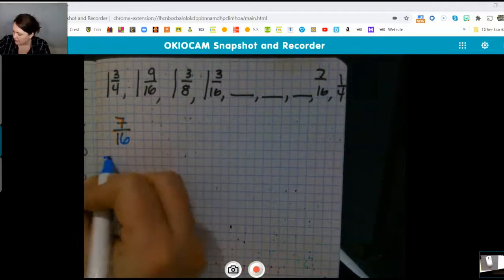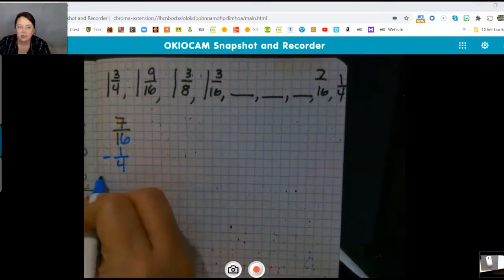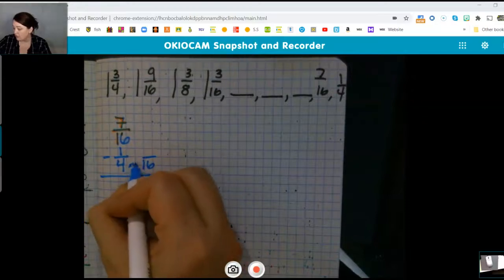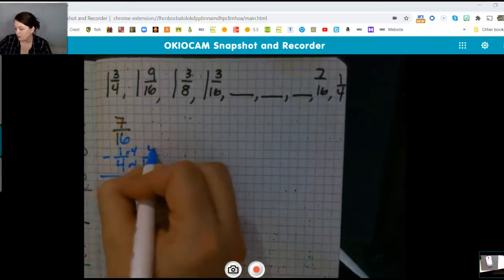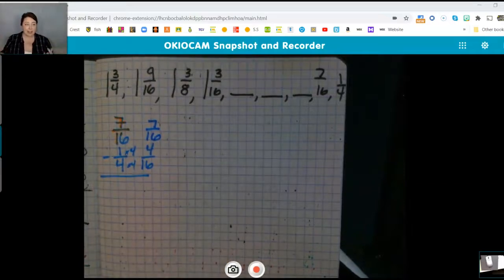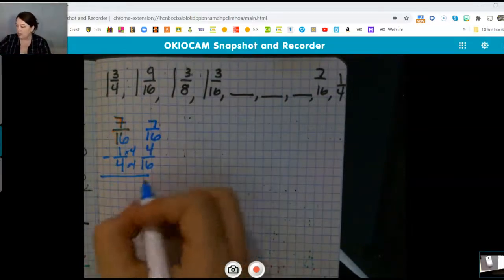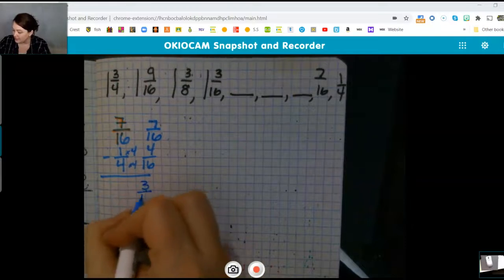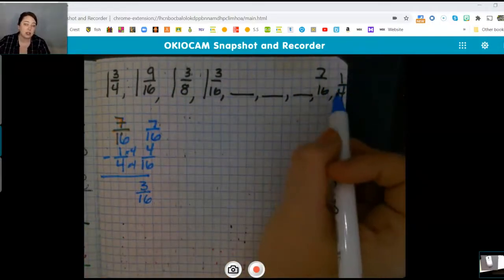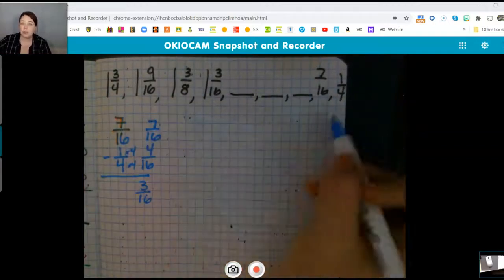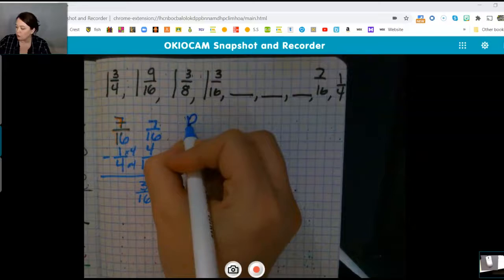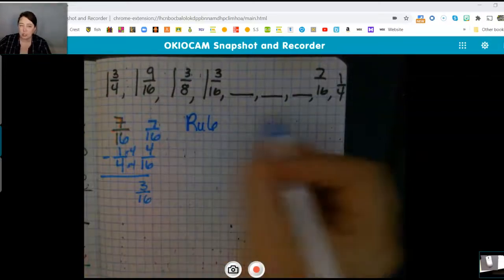7/16 minus 1/4. Common denominator is 16. 4 times 4 is 16. 1 times 4 is 4. 7/16 stays the same. Subtract. 7 minus 4 is 3/16. Are my numbers getting bigger or smaller? Because I had a whole number here and I'm left with a fraction here, it's getting smaller. That means the rule, they're decreasing.